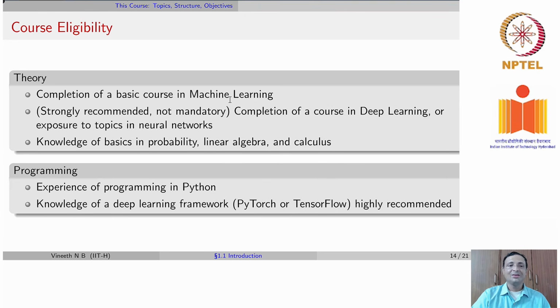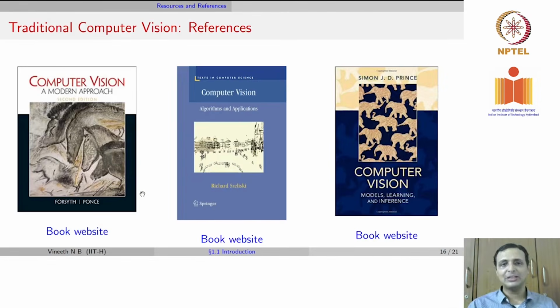As you may expect, you may need to know basics of probability, linear algebra, and calculus. This course will also have programming assignments. So experience of programming in Python is required, and knowledge of a deep learning framework like PyTorch or TensorFlow would be highly recommended.